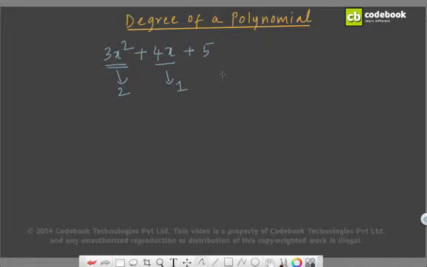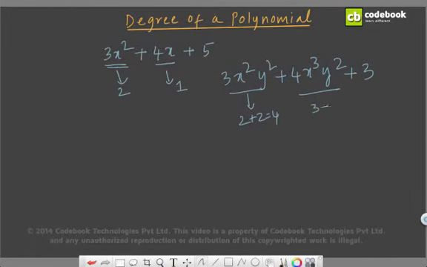But what if we have expressions like 3x²y² + 4x³y² + 3? So how do you calculate the degree of the term in this case? The degree of a term with multiple variables is equal to the sum of the powers of its variables. So in this case, the degree of this term is 2 + 2, which is 4. And over here it is 3 + 2, which is 5.